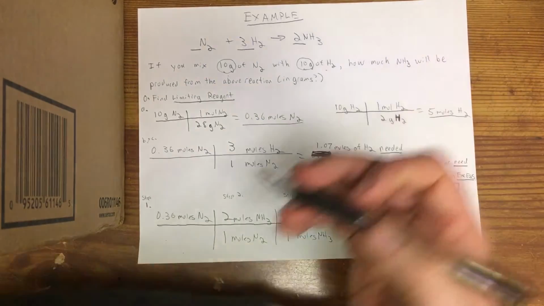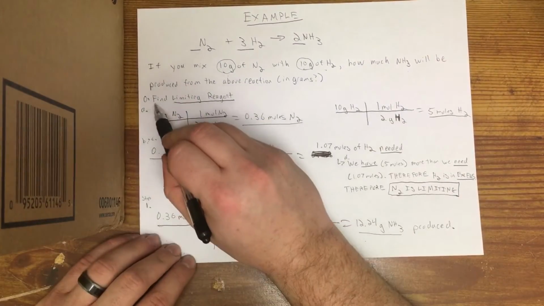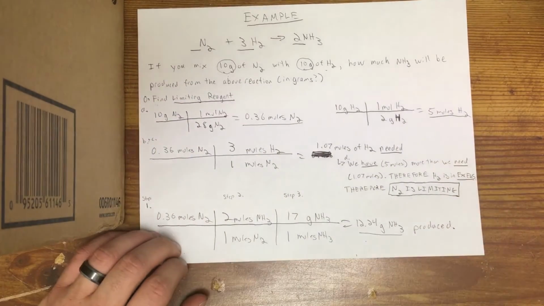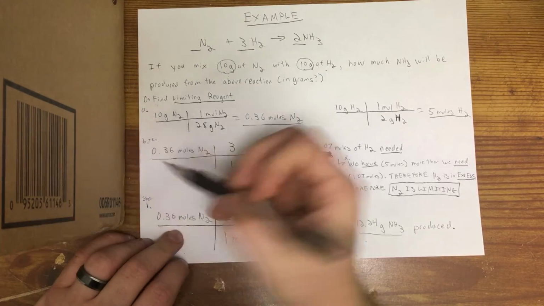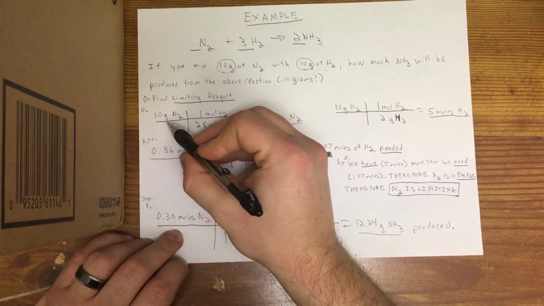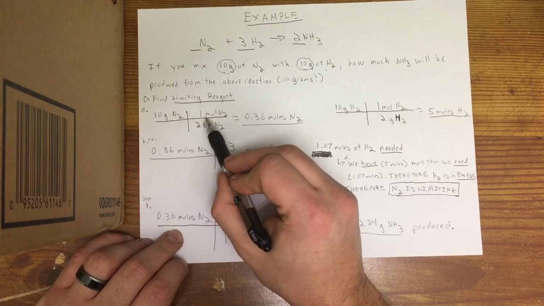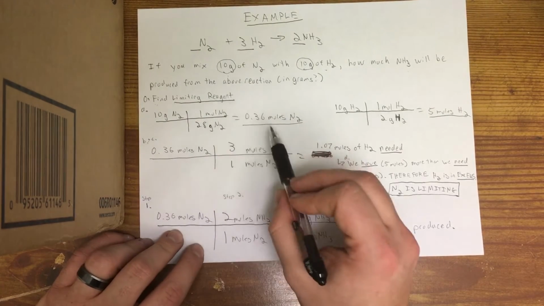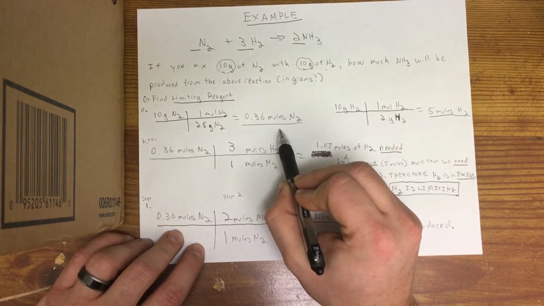We don't know. We have to find it in order to go on. So we have to establish step 0 here, which is find the limiting reagent. We're first going to do step A and convert everything into moles. So since everything's in grams here, we'll use the molar mass to convert to moles. 1 mole of N2 weighs 28 grams, which means that 10 grams of N2 is 0.36 moles.